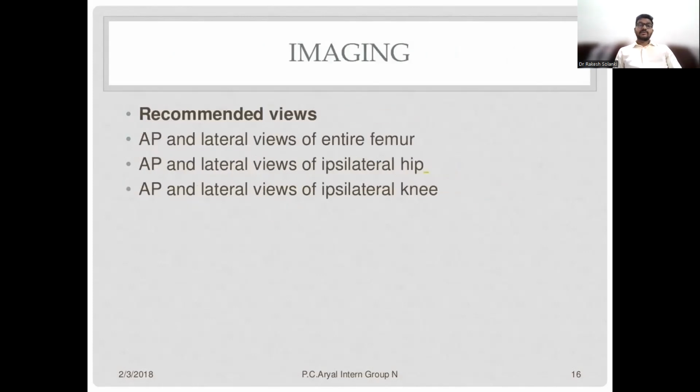If we talk about imaging or radiographs, the recommended views are AP and lateral view of the entire femur, AP and lateral view of the ipsilateral hip, and AP and lateral view of the ipsilateral knee, along with an AP view of the pelvis with both hips.